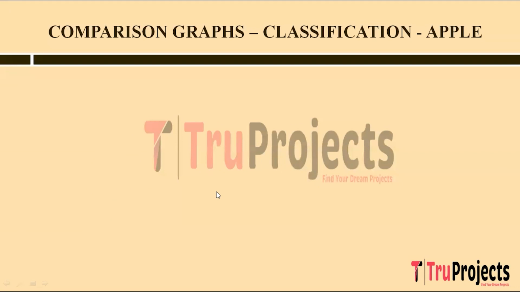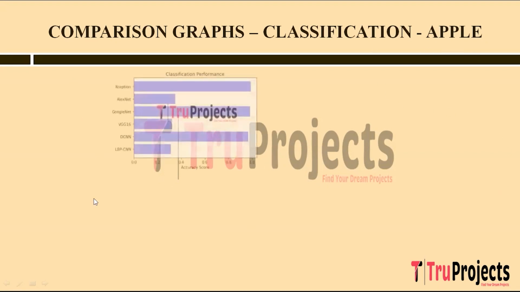Now we'll see the comparison graphs of the algorithms built for classification of apple leaf diseases. So this is the horizontal bar graph comparing accuracy scores of different algorithms. In this graph on x-axis I have accuracy scores and on y-axis I have algorithm names. Accuracy measures the overall correctness of predictions, showing the percentage of correctly classified instances.